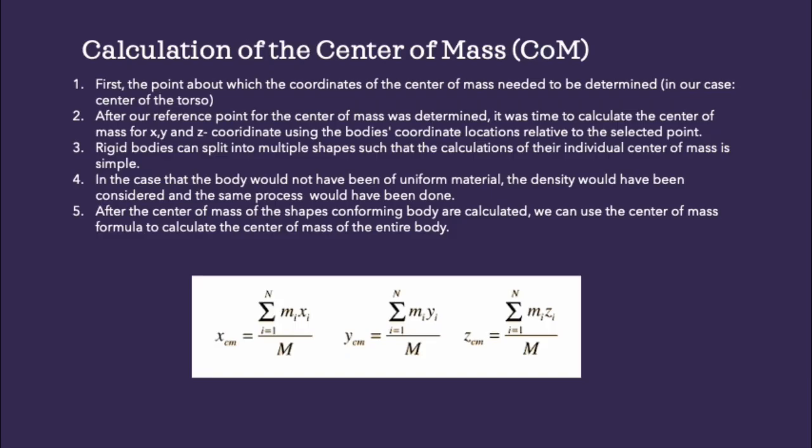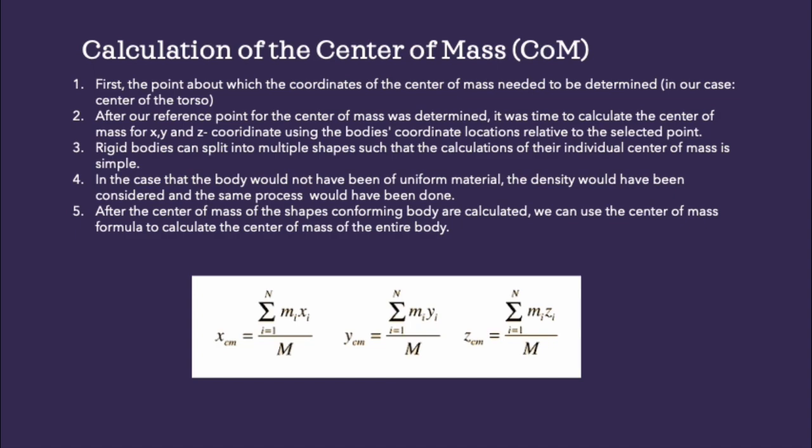Now, for the calculation of the center of mass, first we took into consideration the point about which the coordinates of the center of mass needed to be determined. In our case, it's the center of the torso. After our reference point for the center of mass was determined, it was time to calculate the center of mass for the x, y, and z coordinates using the body's coordinate locations relative to the selected point.